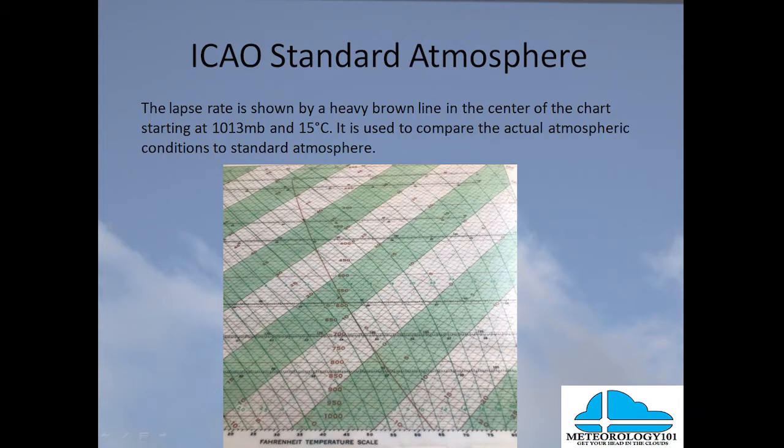Anything steeper than that can indicate an unstable environment, and then you can use those calculations for severe weather also. But this is your standard atmosphere. The higher you go up, the less density, so the less pressure. So you have a decrease in pressure with height.